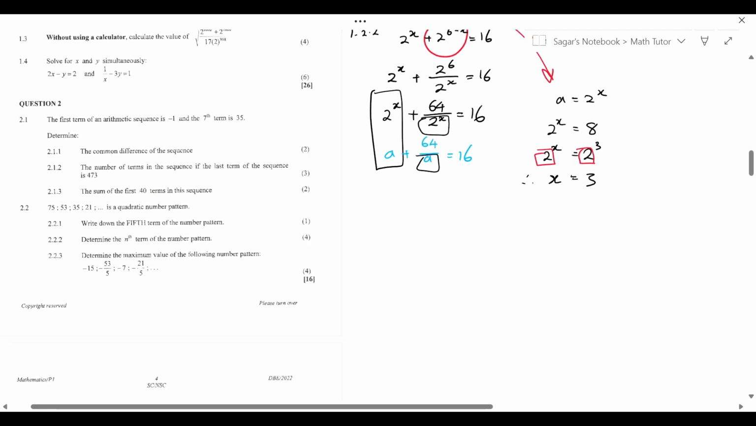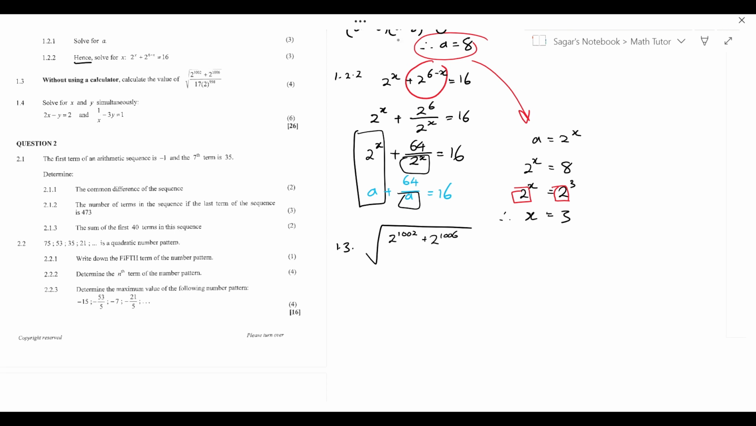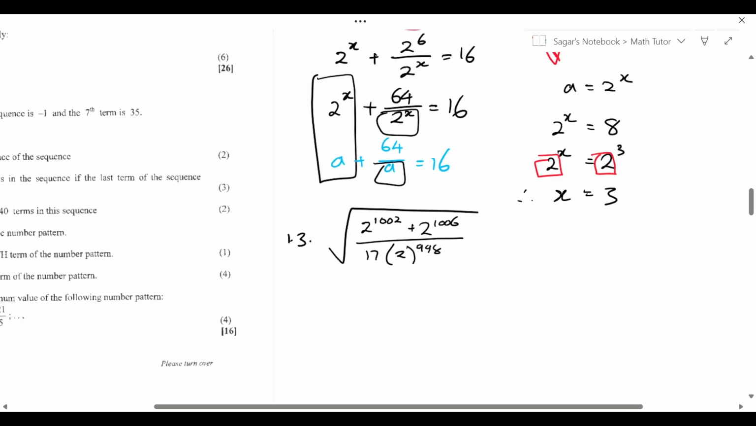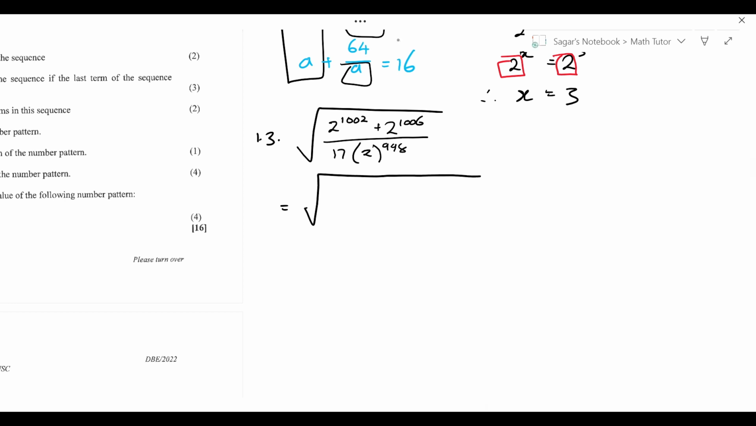Now let's move on to 1.3. 1.3 is the square root of (2 to the power 1002 plus 2 to the power 1006) all over 17 times 2 to the power 998, right? You must try putting this in your calculator. It won't work. You need to factorize out 2 to the power 1002.